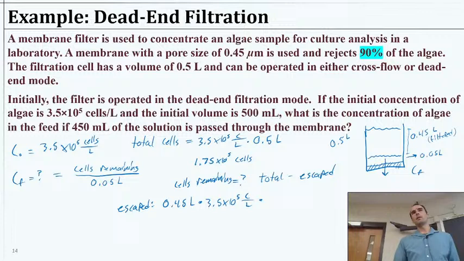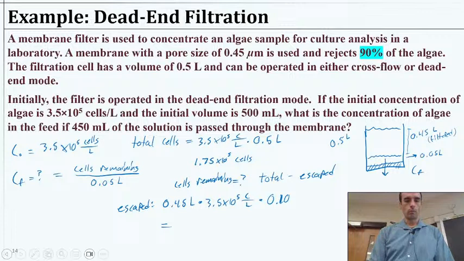450 milliliters times the concentration we had times that 10%. And so we'll write that as 0.01. So this should give us a value of how many escaped. So that'll be 3.5 times 10 to the fourth times 0.45. So I'm just going to do that in Excel real quick.